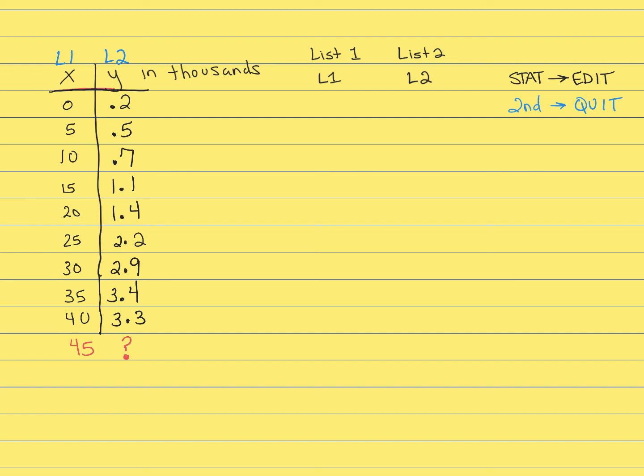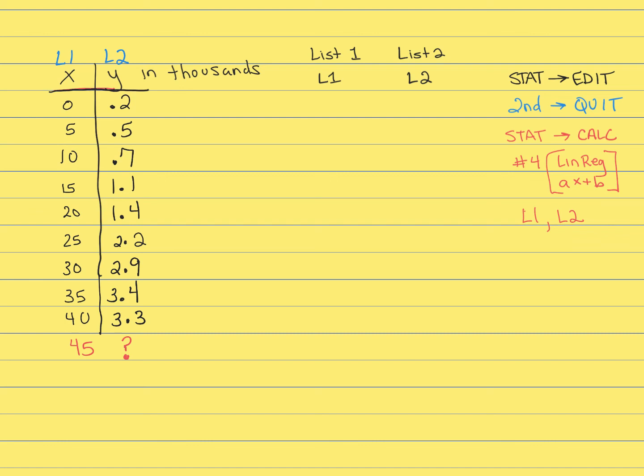The next thing we're going to do is hit the stat key again, only now we're going to go over to calculate, and we're going to go down to number 4, which is LinReg(ax+b). So it's going to find a linear regression in the form ax plus b. And by default, it's going to use list 1 and list 2, and we've already got that data in there, so we can just hit enter.